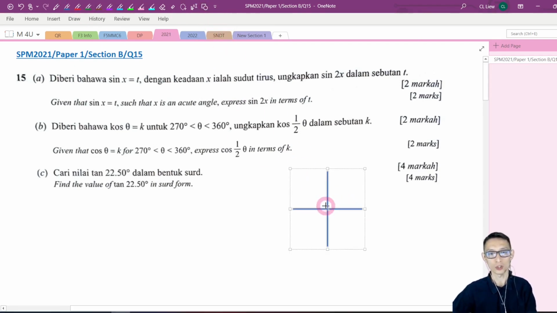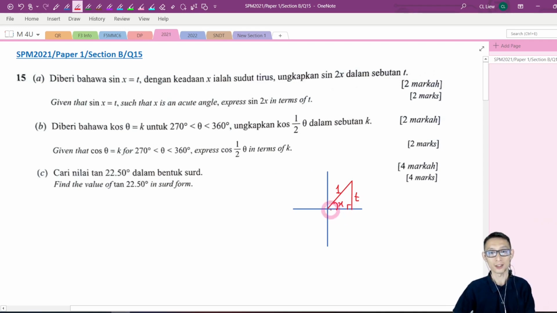Okay, I'm going to draw a triangle here in the first quadrant. This is x. This is a right angle triangle. So how do we get sine x? SOH, opposite side divided by the hypotenuse, right? Since the given sine x is equal to t, it means that the opposite is t and this is 1. So t divided by 1, you will get t.